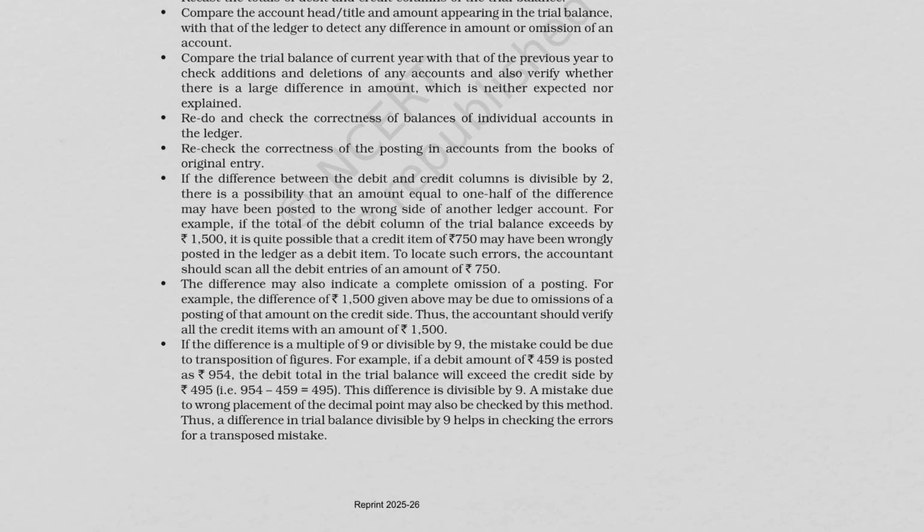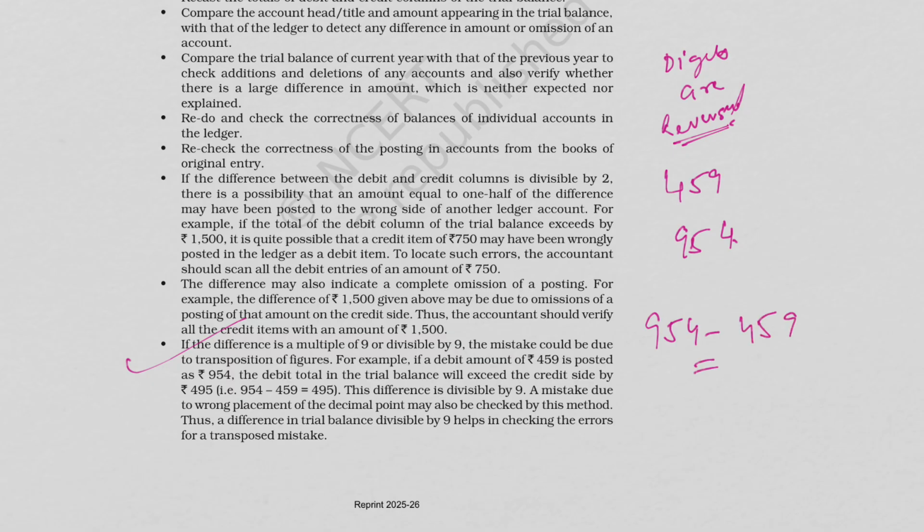Check if the difference is divisible by 9. Another common mistake in accounting is transposition of numbers. This happens when the digits are reversed. For example, instead of writing 459, the accountant has written 954. So the difference becomes 954 minus 459 equal to 495. This is basically divisible by 9.